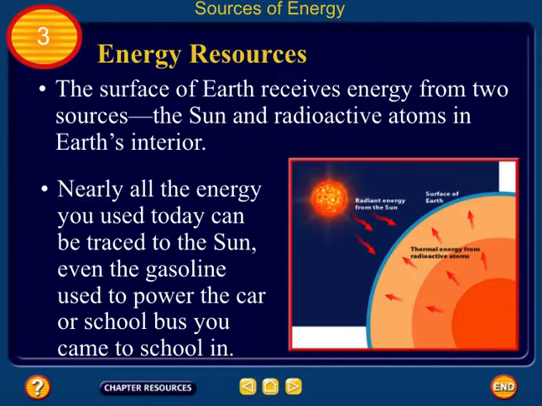Energy resources. Energy cannot be made, but must come from the natural world. As you can see in figure 16, the surface of Earth receives energy from two sources, the sun and radioactive atoms in Earth's interior. The amount of energy Earth receives from the sun is far greater than the amount of energy generated in the Earth's interior. Nearly all the energy you use today can be traced to the sun. Even the gasoline used to power the car or school bus you came to school in.